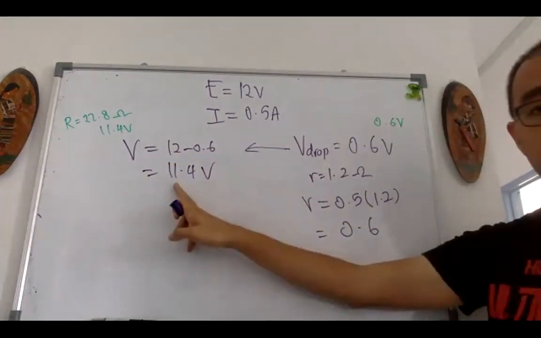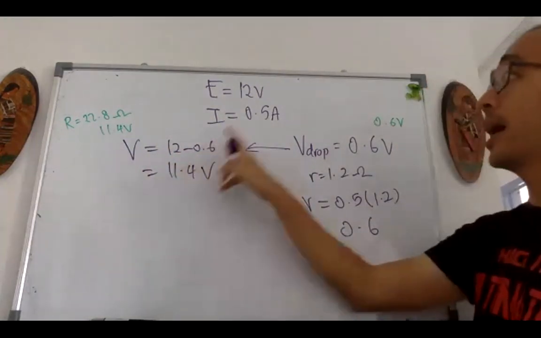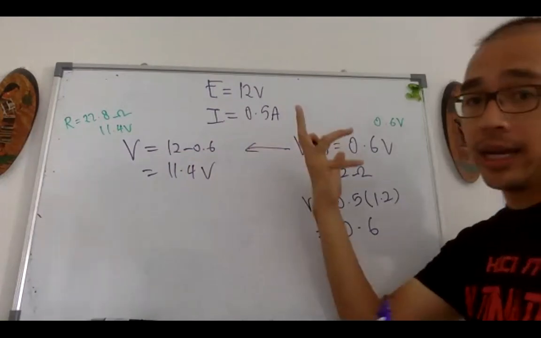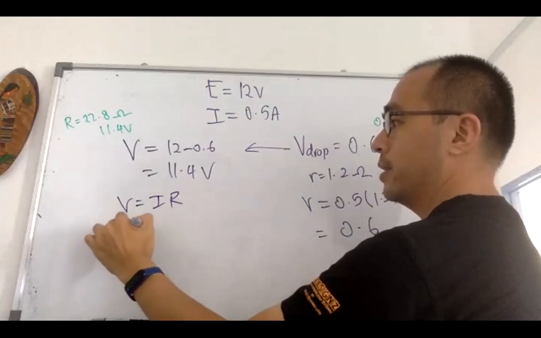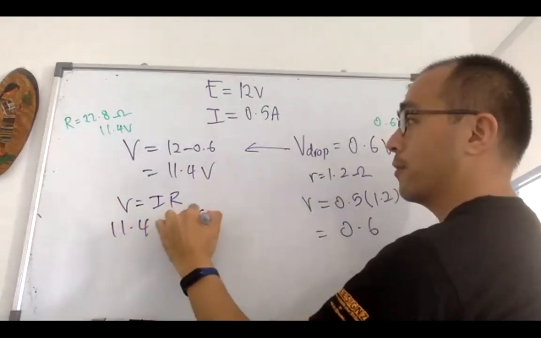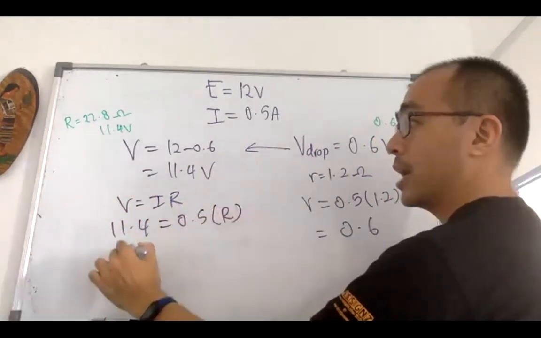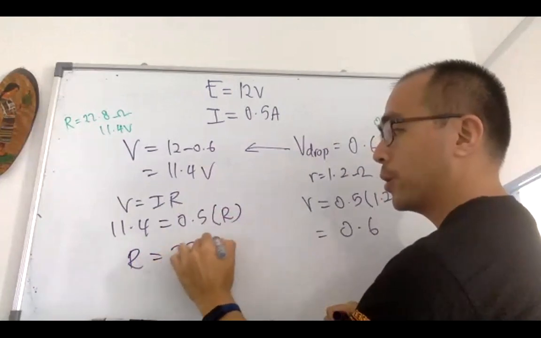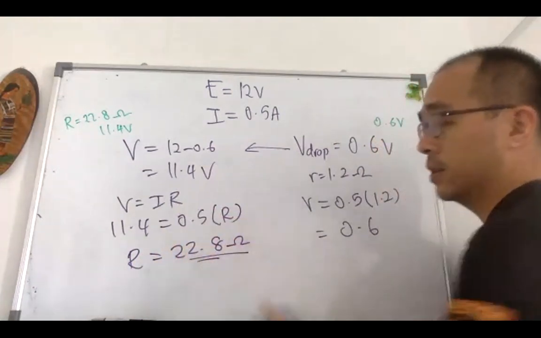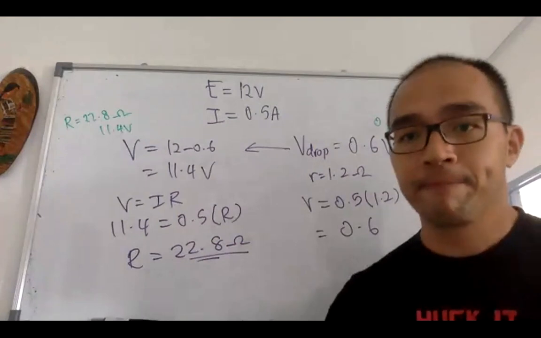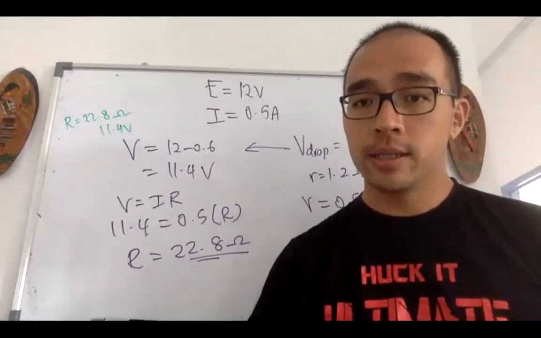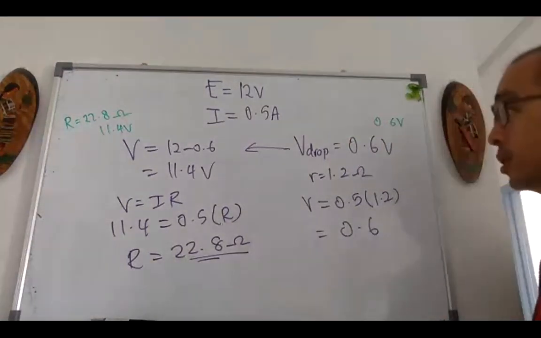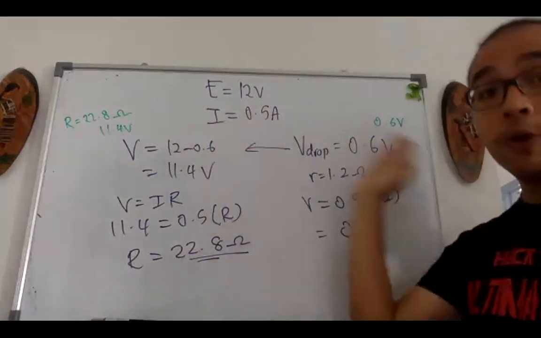If I have 11.4 volts and I have the current, I can count the resistance. V equals IR. V is 11.4 equals 0.5 times R, and you will get R equals 22.8 ohms. It's a simple method, and I feel that it's very decent. So it works both ways, guys.